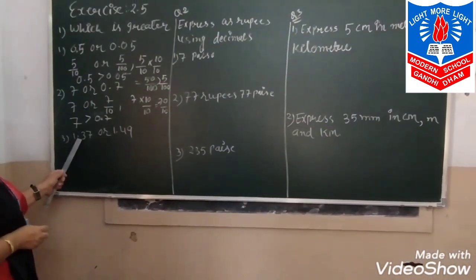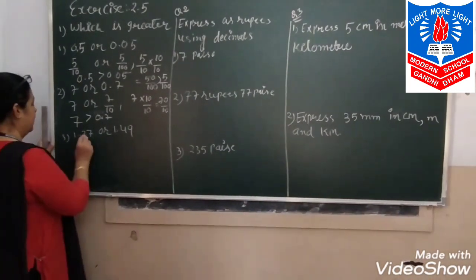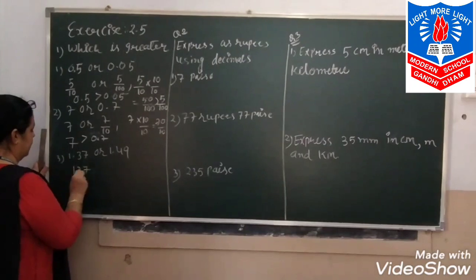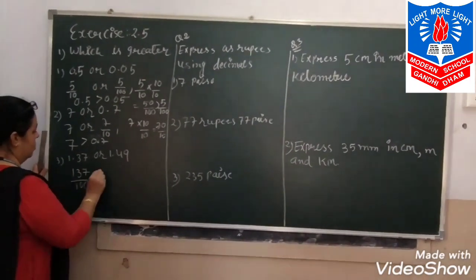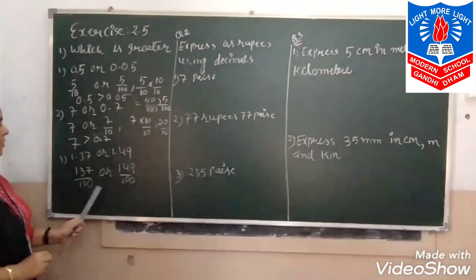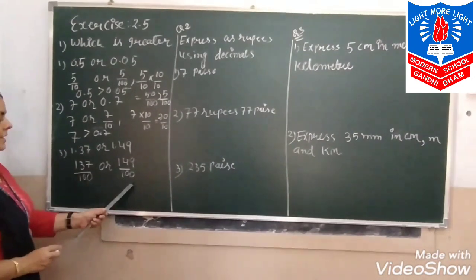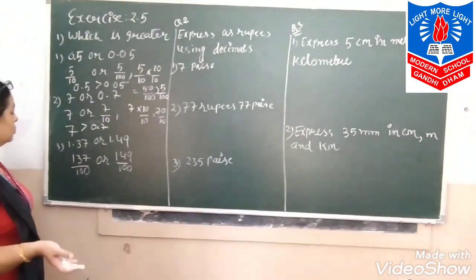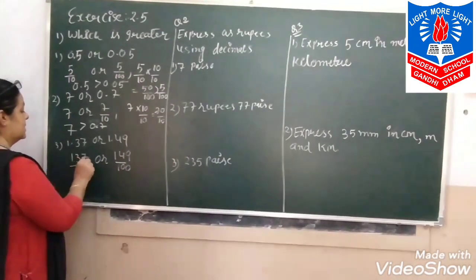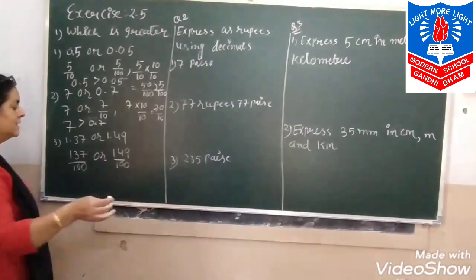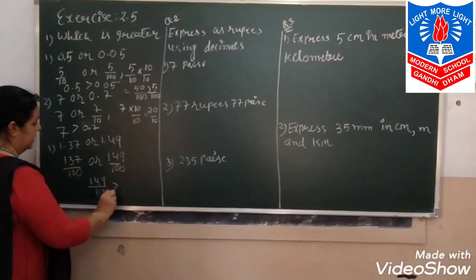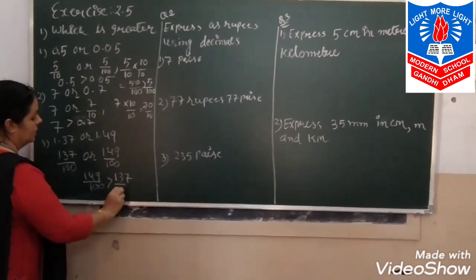Here 1.37. After the point, how many digits? 2 digits. So 137/100 or 149/100. See here the denominators: here also 100 and here also 100. So we don't need to multiply by any number, and it is simple. 137 is smaller and 149 is bigger. So here 149/100 is greater than 137/100.